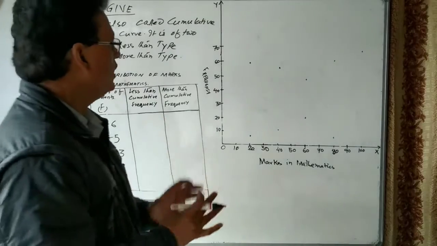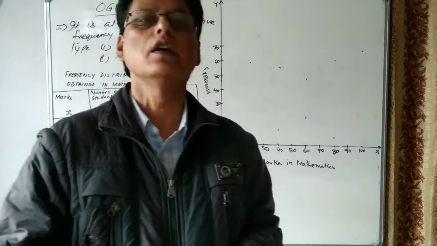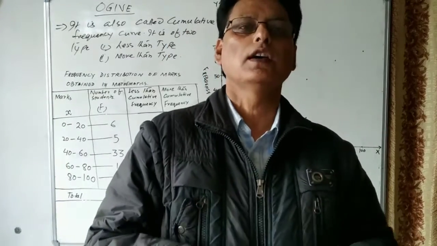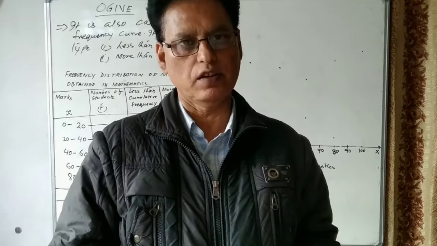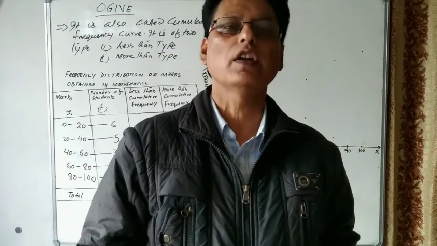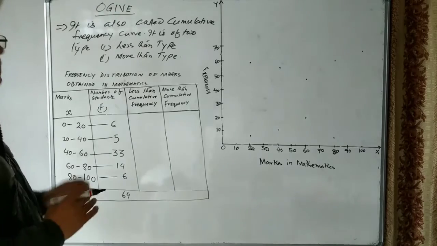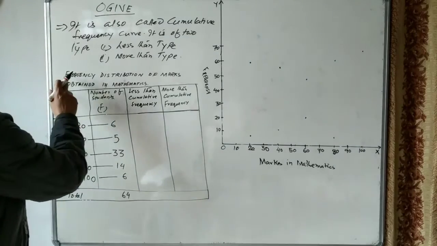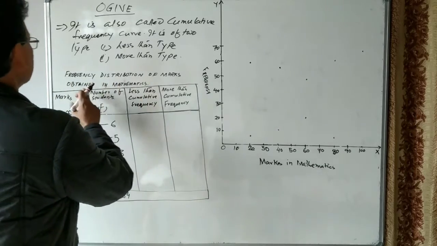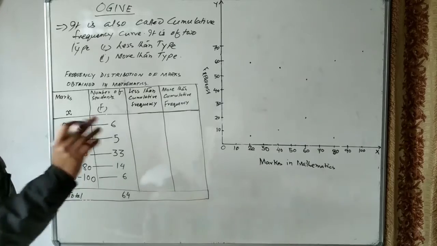So while we draw the less than and more than cumulative frequency, firstly we have to calculate the less than and more than cumulative frequency, and then we'll plot it on a graph paper. Let us see. I have already taken one example from the NCERT textbook of class 11. This frequency distribution of marks obtained in mathematics by 64 students is given.